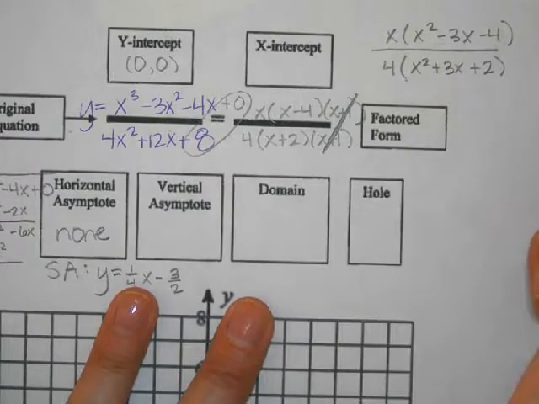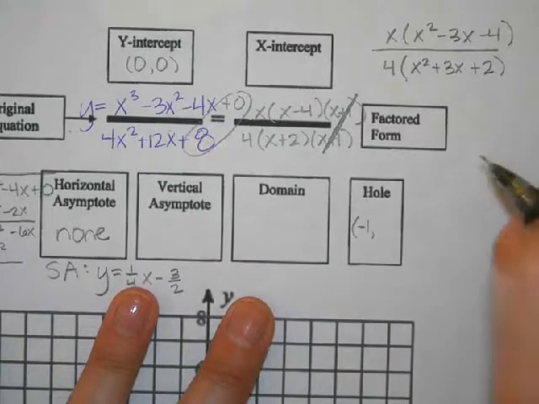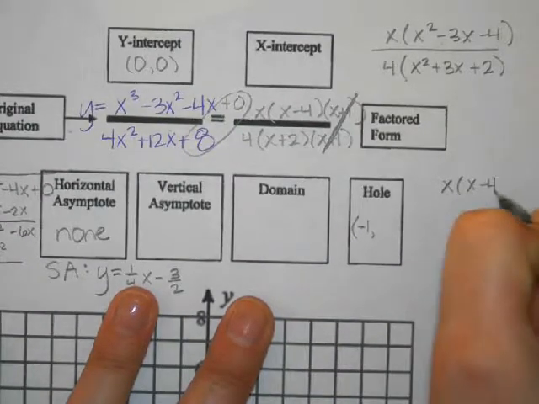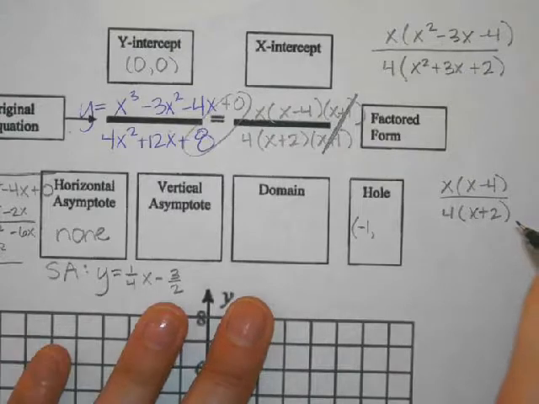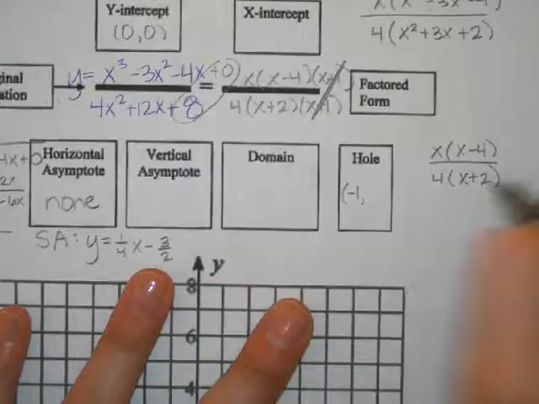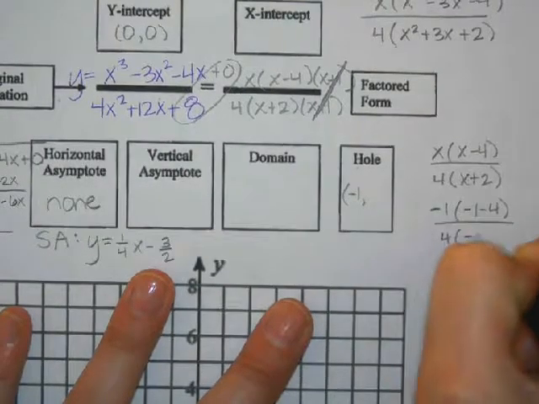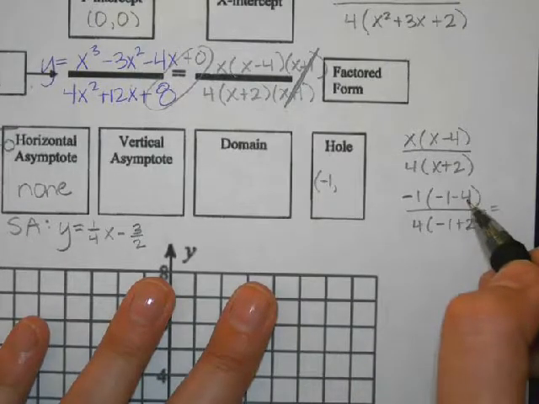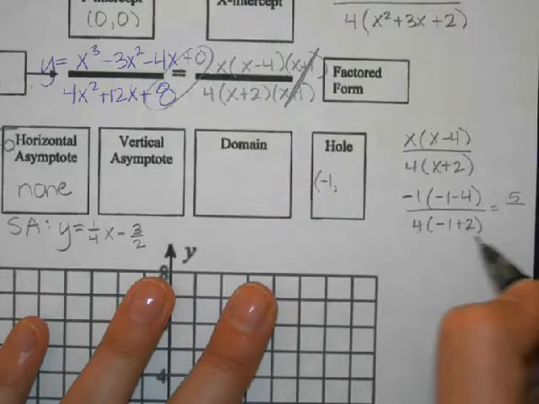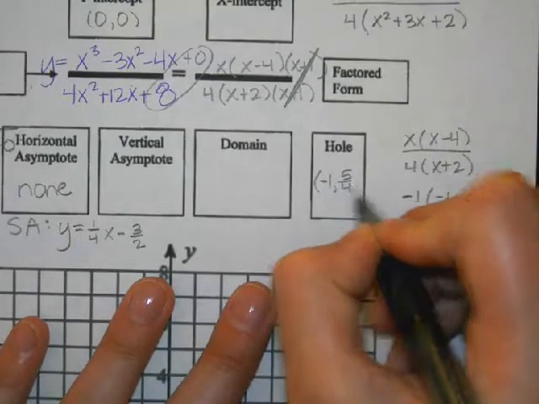So there's a hole at -1. So if I plug in -1 to the factors that are left, that's a -1 times -5, which is 5, and 4 times +1, 4. And so that y coordinate is going to be 5/4.